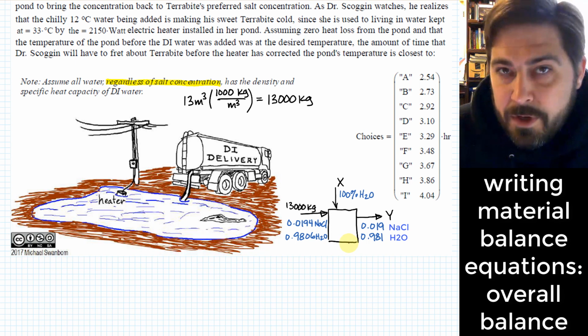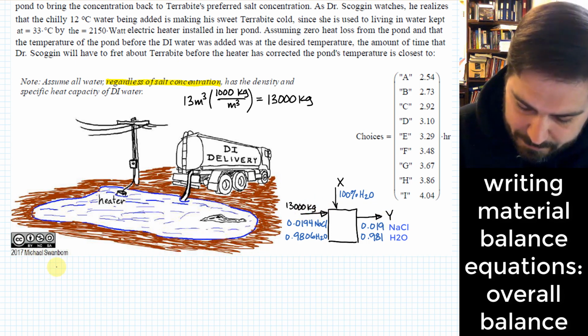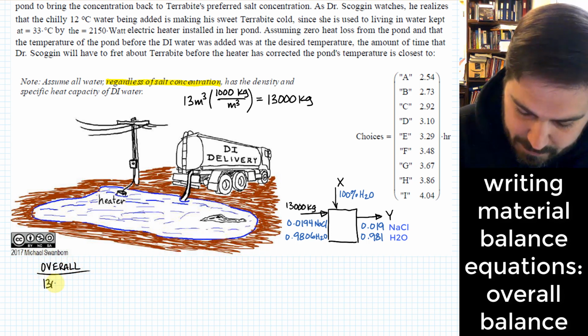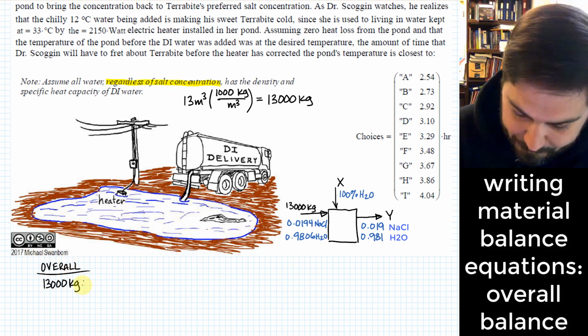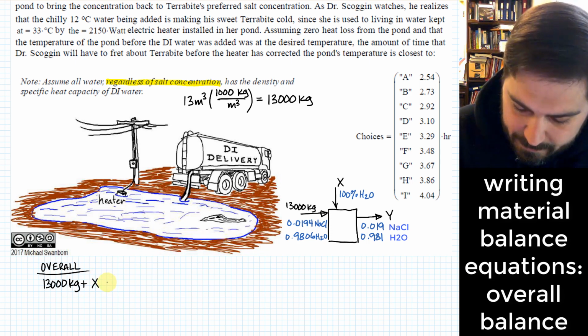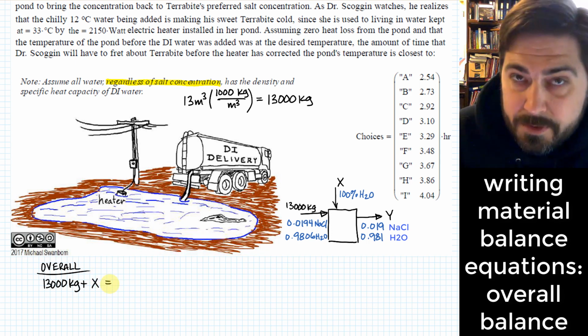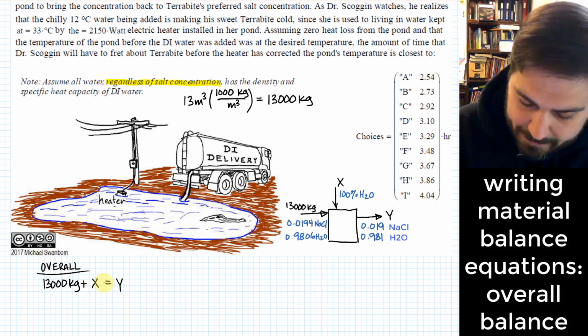We'll start with an overall equation. The overall equation says that we have 13,000 kilograms of water plus the amount of water that was added by the DI water. The mass of that water is going to be equal to the total amount of mass that we end up with on the other side. So that's the overall balance.